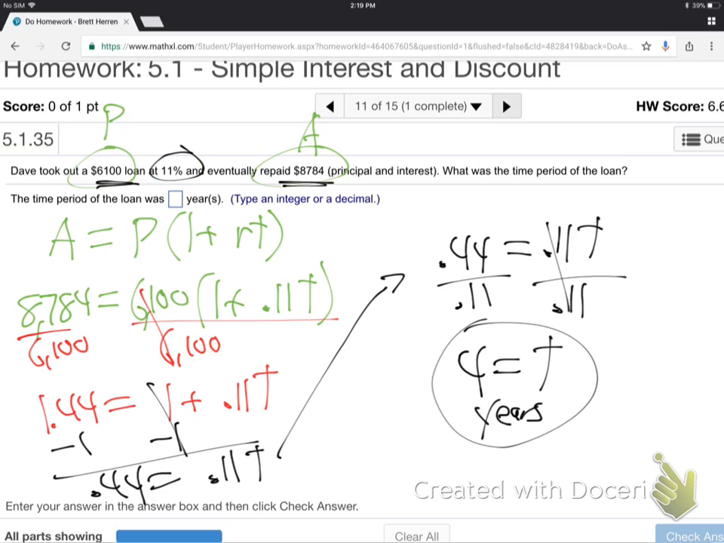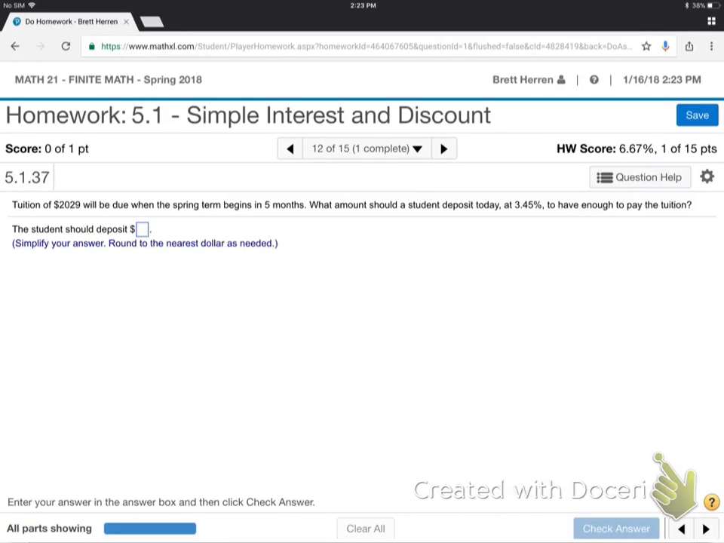Good on all that? All that algebra stuff coming back to you? Glad to help you with that. Come by, see me. The words, I assume, are probably the hardest part, so let me make sure you're good with the words. All right, so same kind of formula, A equals P times 1 plus RT.